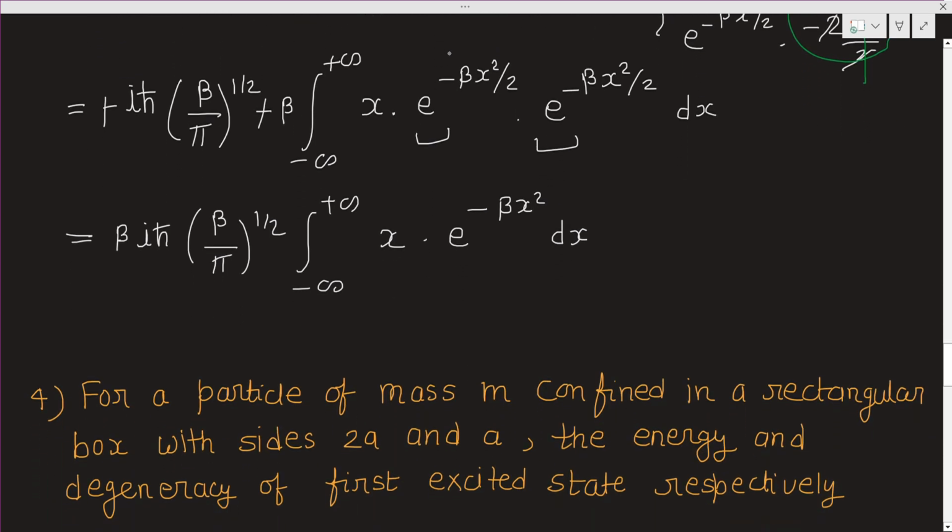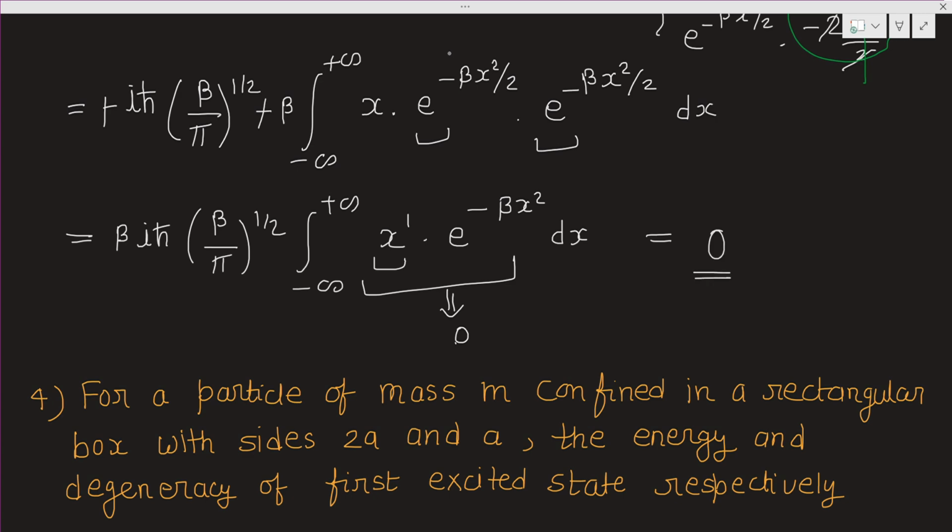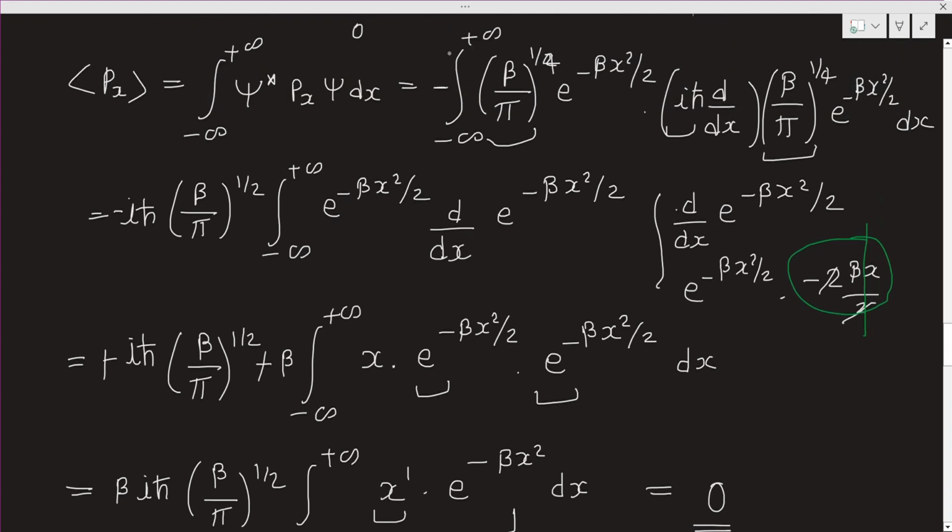So this integrand is x to the power 1, and this integration, you all know, is an odd function, and this integration will be equal to 0. So when this value is equal to 0, you are multiplying with this, and all the terms will be equal to 0. It means you can write that the average value of p_x is equal to 0.